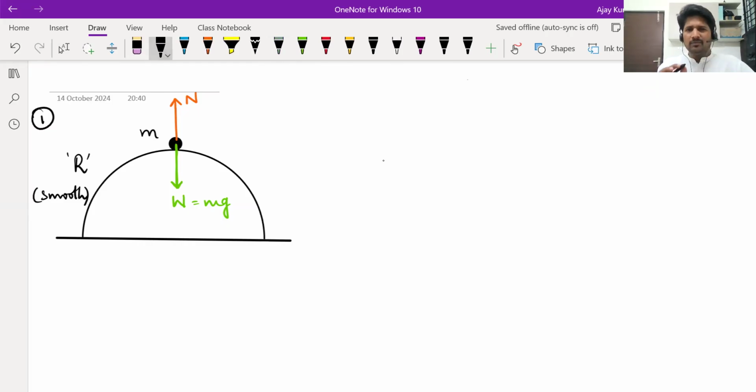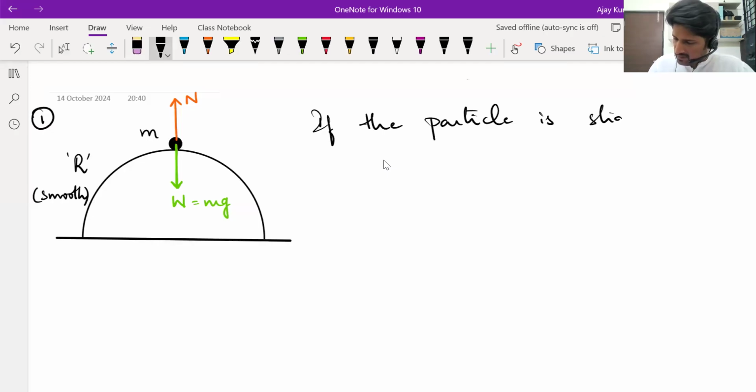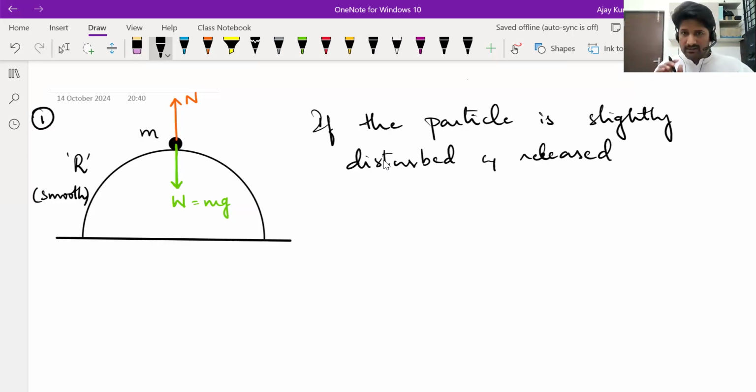Imagine you disturb the particle slightly. If the particle is slightly disturbed and released. Understand this carefully. You'll find this statement in many questions, slightly disturbed. Slightly disturbed means we give it a small velocity, okay, just enough to make it move from there. So initial velocity is not equal to 0, but tends to 0. Okay, almost equal to 0, you can say.